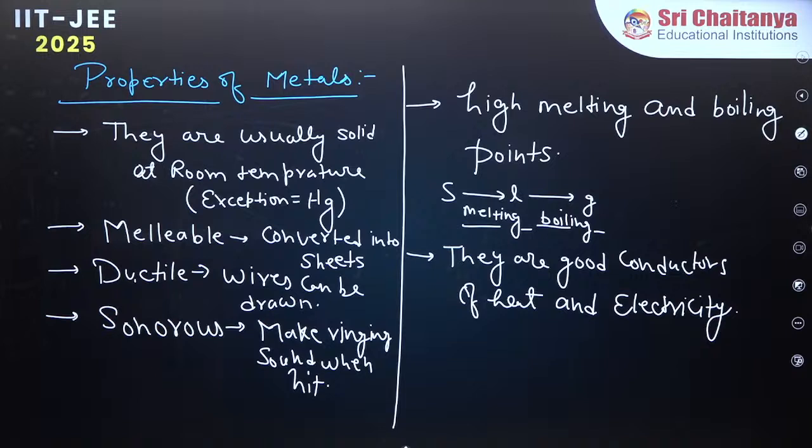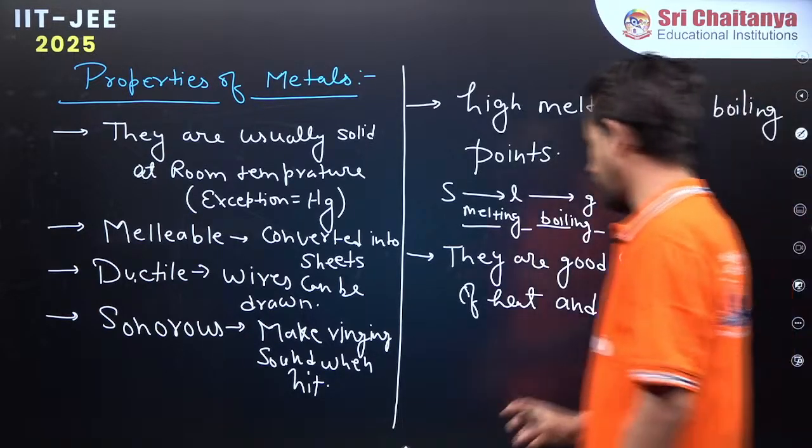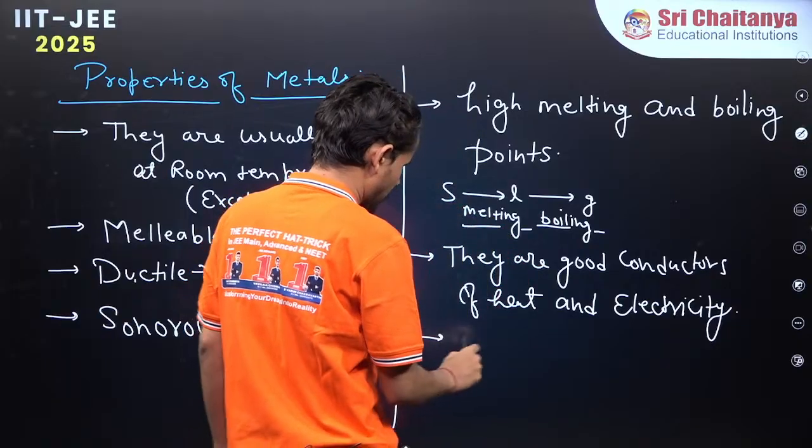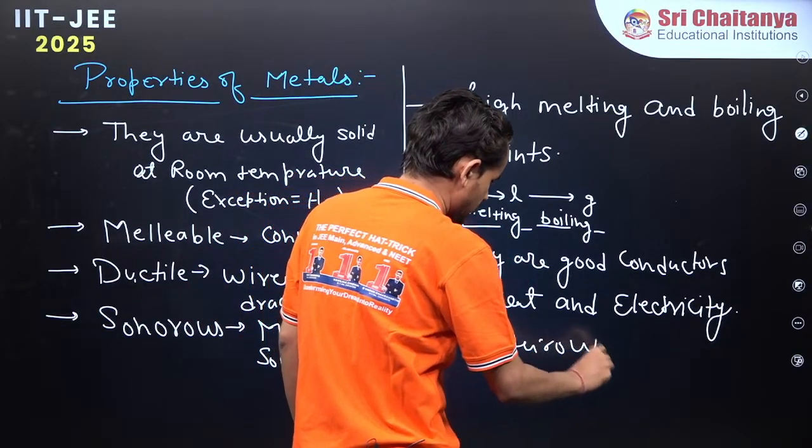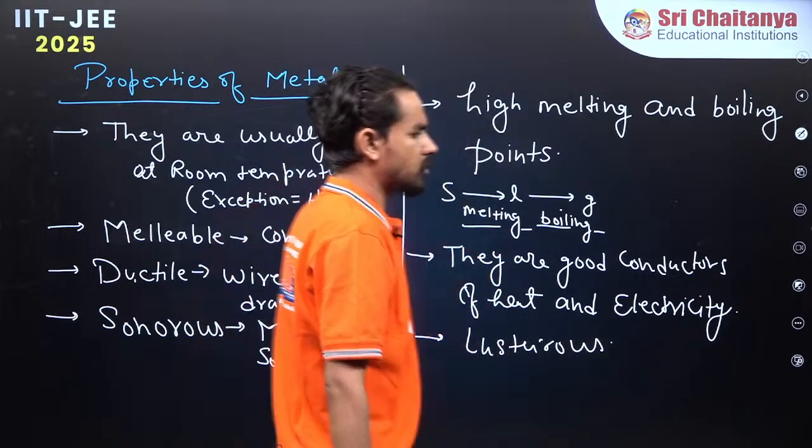Chemical properties. Chemical properties is not that much small that we can discuss in one class. For chemical properties, we have to take each at least group and then discuss for 2-3 class. Lustrous, yeah, lustrous also you can write. Lustrous means shining appearance. Okay, so shining appearance.